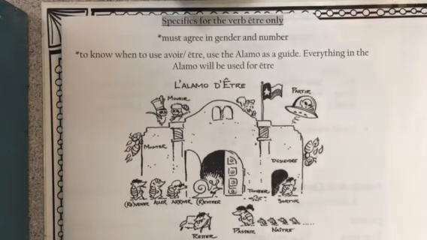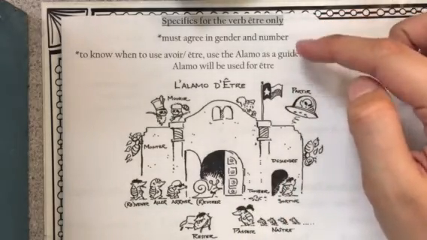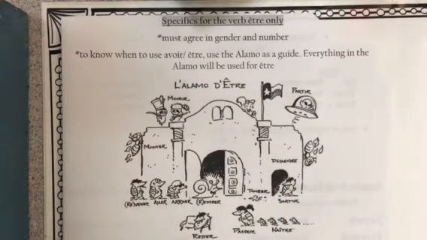What you want to do is just make sure that you get these specifics down really quickly. Like I said earlier, it must agree in gender and number. It means an E or an S needs to be added or not added. And then to know when to use avoir or être, you use the Alamo as a guide, okay? Everything in the Alamo is what's going to be used for être.